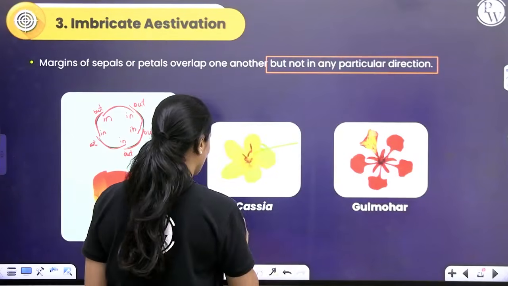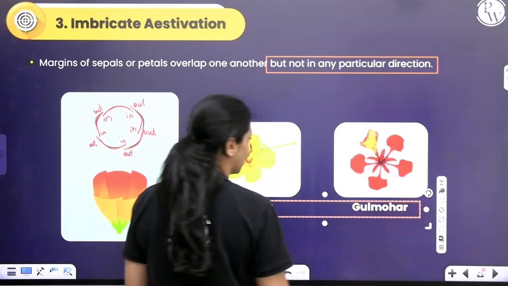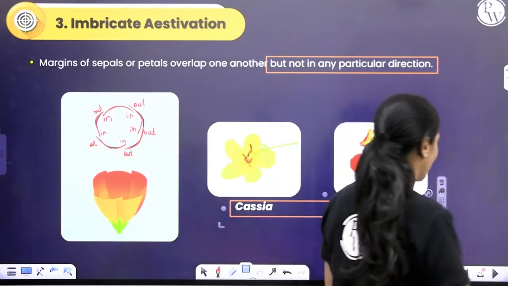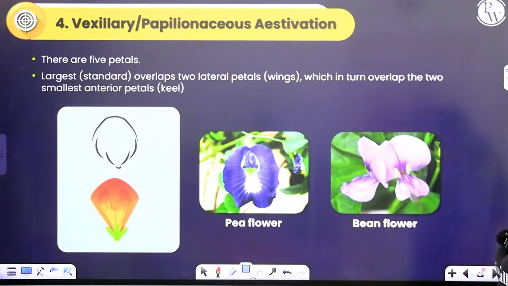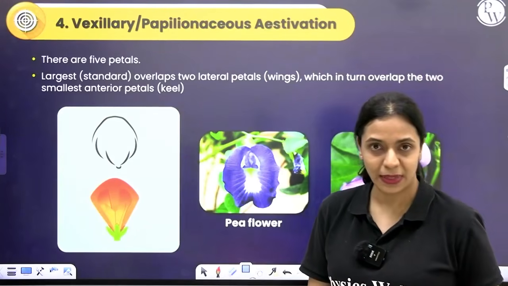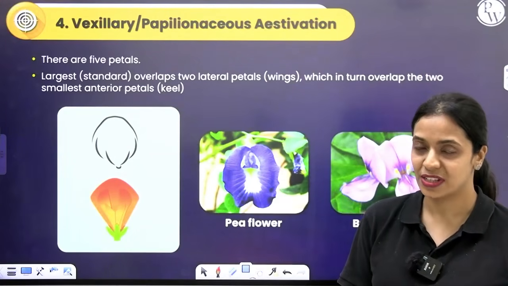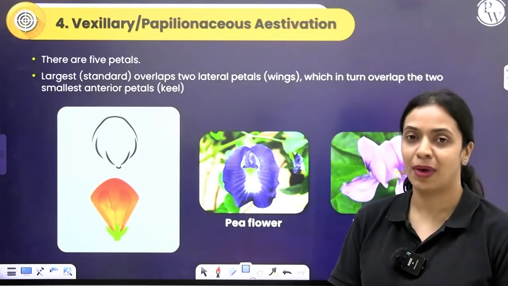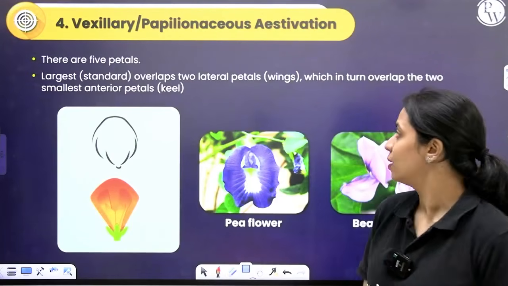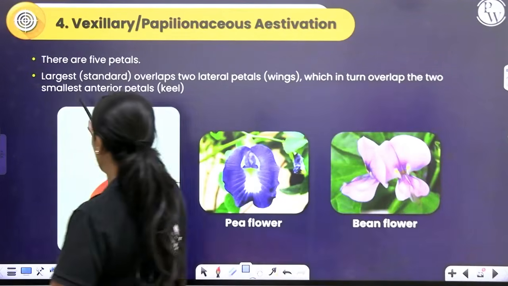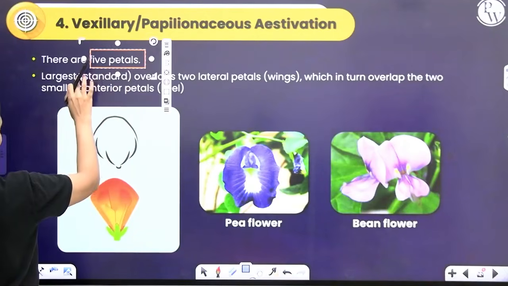Okay, this can be seen in the case of Calcea and Gulmohar. Now, the last type of aestivation. This is a characteristic feature of the pea family. You can see this type of aestivation in the petals of members belonging to the pea family like peas, beans and all of that. So here typically you have five petals.